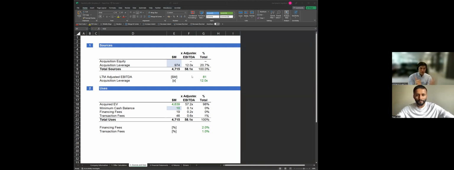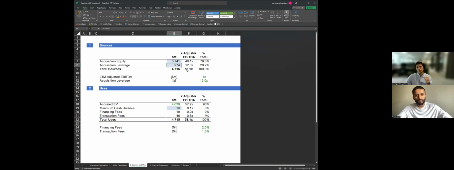So basically, recapping, we need to pay a total of 4.7 billion, $4,715 million. Lenders are giving us almost a billion, 974. The rest will be equity, right? Equity that we need to put in, which is 3.7 billion.